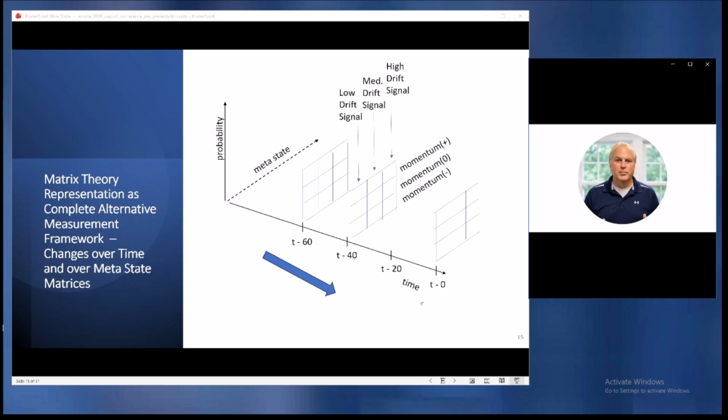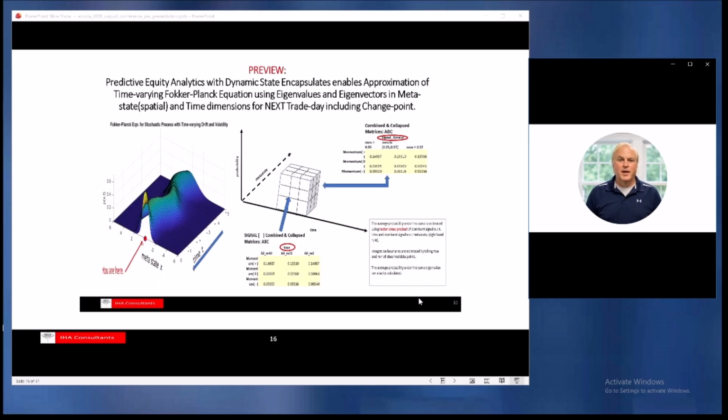It should be no surprise that we perform dominant eigenvalue and eigenvector analysis. There is a theorem from stochastic differential equation theory that states the eigenvalues and eigenvectors of the forward Kolmogorov differential equation are unique and form the basis to the current solution. See reference 17. We visualize a 3D depiction of the continuous time varying Fokker-Planck equation and tri-signal PEA, AI-enabled predictive equity analytics with dynamic state space 3x3x3 cube matrix.